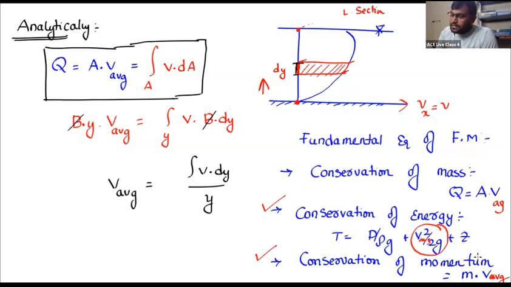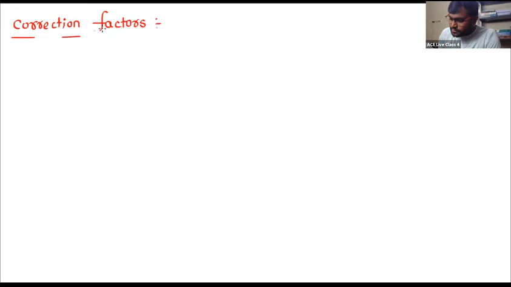I hope you understood. This is the actual velocity distribution, but for the analysis, are we taking the total distribution? No, we are taking the average velocity. So if you substitute that average velocity in kinetic energy, then the value we attain is not the actual. We need to apply some correction. Similarly, for the momentum also, we need to apply some correction. Now, what are those corrections? Correction factors.